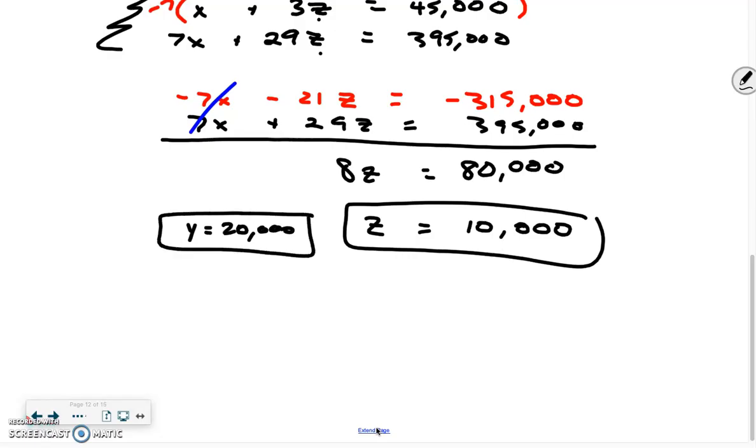Okay? Also, the very first thing that we said, all the way back at the beginning, was that we were going to borrow a grand total of $45,000. So if y plus z is 20,000 plus 10,000, 30,000, how much must x have been? It's got to be that remaining 15,000.